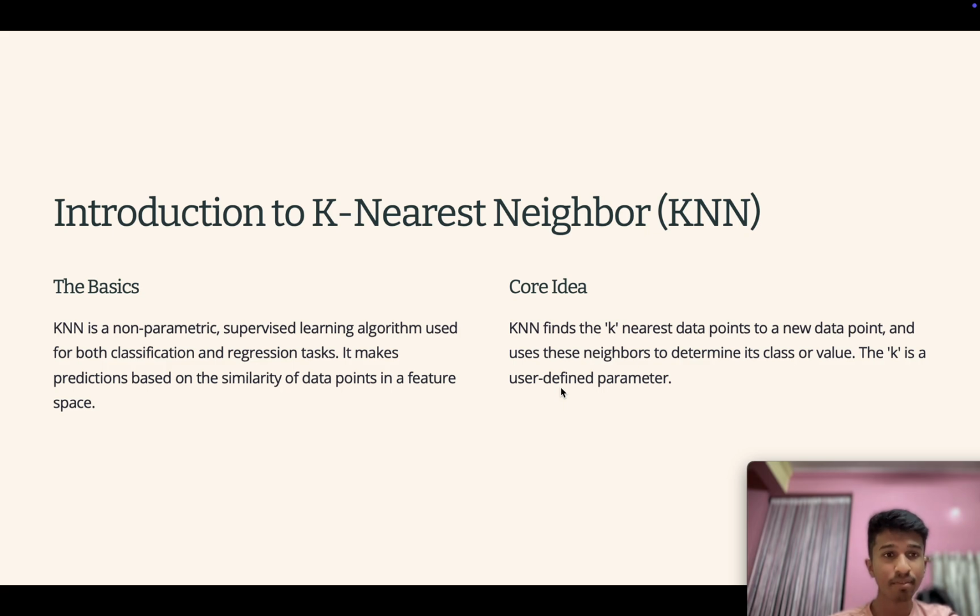So let's understand the basics. KNN is a basic non-parametric supervised learning algorithm used for both classification and regression tasks. It makes predictions based on the similarity of data points in a feature space. Let's consider the feature space as the locality or your neighborhood, and similar points are between you and your neighbors. So this is the live example we consider for KNN. The core idea of this algorithm is that KNN finds the K nearest data points of a new data point and uses these neighbors to determine its class or value. K is the user defined parameter. Like we discussed, for predicting who you are going to vote for in an election, we will be relying on the user specific information or details, and we'll be predicting the outcome of the election. So this is how K nearest neighbor works.